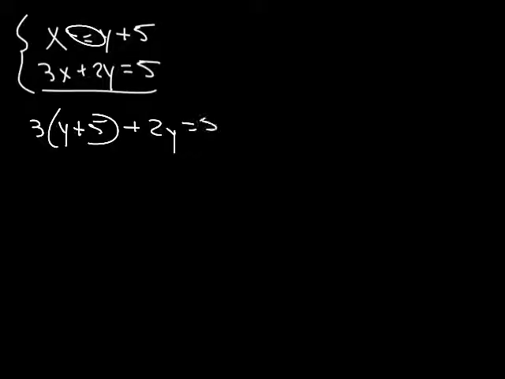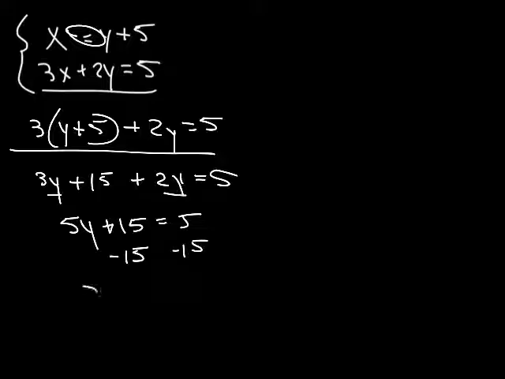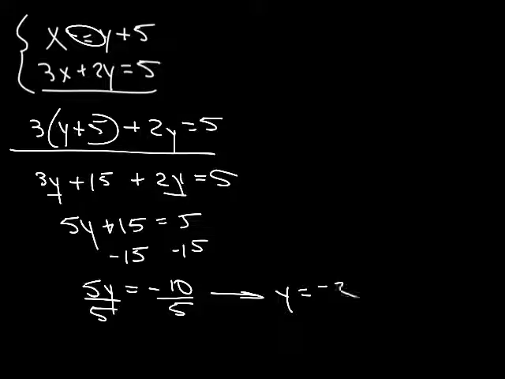Now what do I have here? I've got an equation with how many variables? I just have a y. It appears twice, but I only have one variable, so I can solve this one equation. I'm going to use the distributive property, and then 2y equals 5. I'm going to combine my y's and get 5y. I'm going to subtract 15 from both sides, and I get 5y equals negative 10. Divide by 5, and I get y equals negative 2.